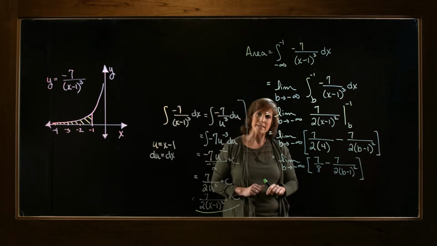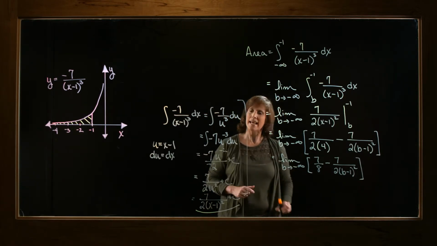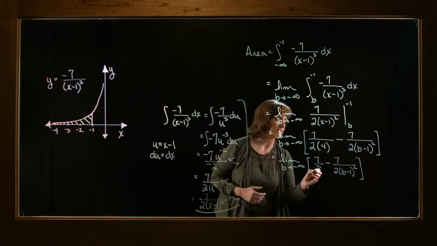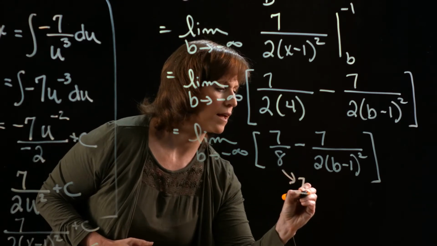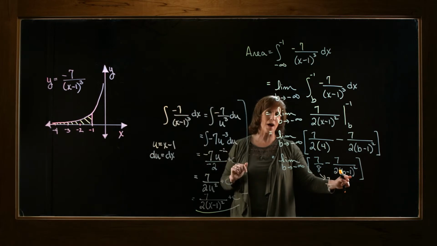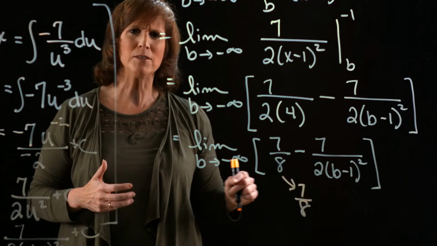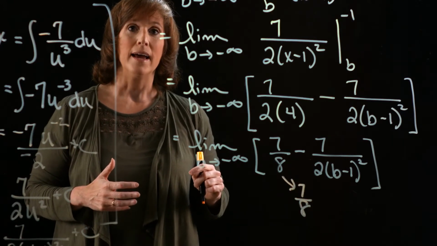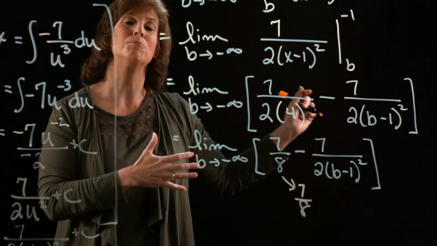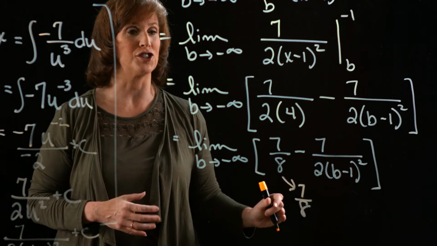Okay, let's see what happens now when b approaches -infinity. Well, 7/8 has nothing to do with b, so it still is going to stay right at 7/8. Well, as b is getting very, very small, I subtract 1. It's getting even smaller. Then I'm going to square it. What happens when you square a negative number? It's going to become positive, right? So b minus 1 squared will be a very large positive number. Multiplying it by 2, again, a very large number.